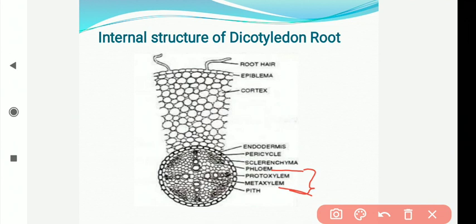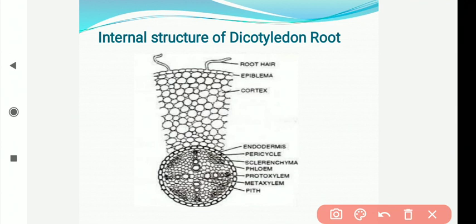Xylem strands in dicot root vary in number, that is 2 to 8, and are designated as diarch, triarch and maybe tetrarch. The xylem is exarch, that is metaxylem facing towards the center and protoxylem located near the periphery. Metaxylems are wider and protoxylems are smaller in size. Protoxylem lies next to pericycle and opposite to passage cells.